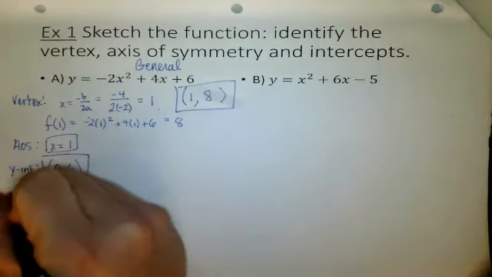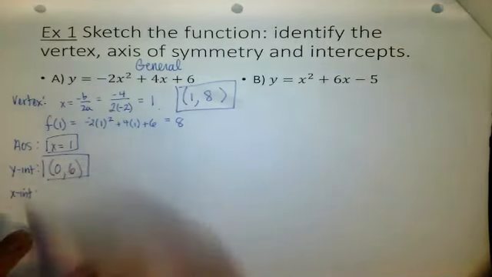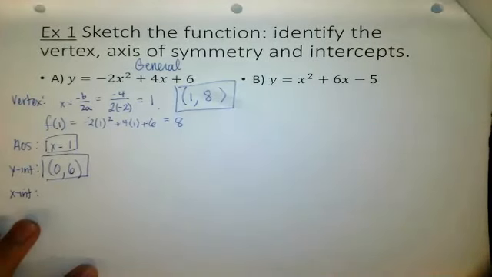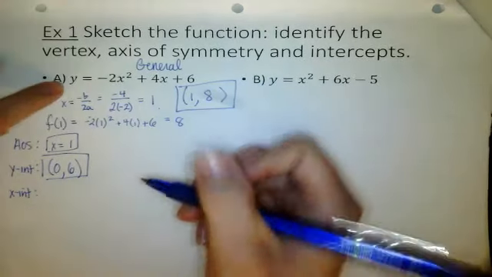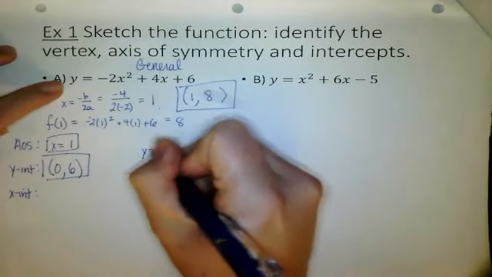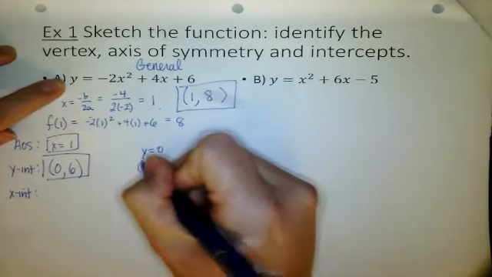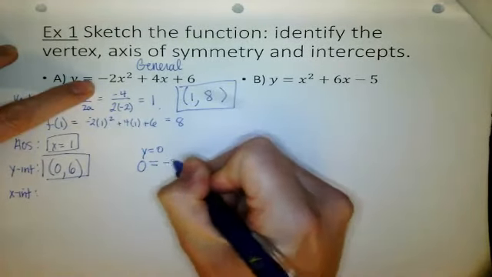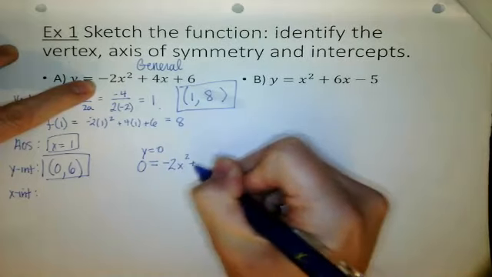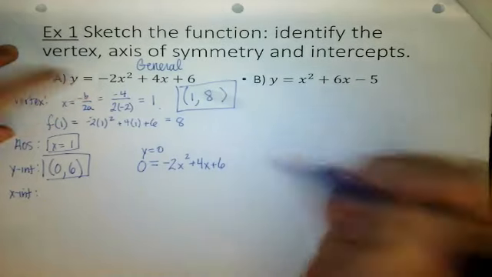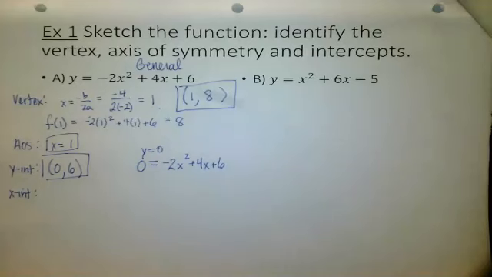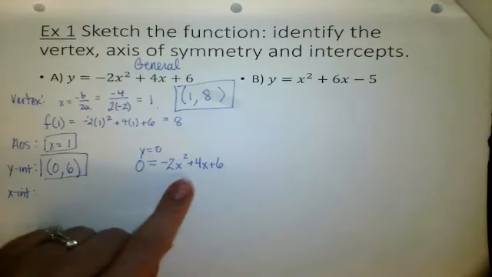And then I also want to find the x-intercept. How do we figure out the x-intercept? Set the equation equal to 0. Yeah, so we're going to set y equal to 0, which means we have 0 equals negative 2x squared plus 4x plus 6. And we're either going to try to factor or use the quadratic formula. What can we do with this?